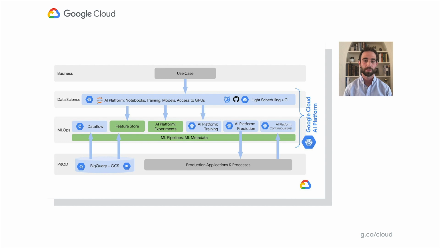And at the core of this MLOps layer live our AI platform training and prediction services, which are the backbone of building and running models. The items in green are where we're making our latest investments.